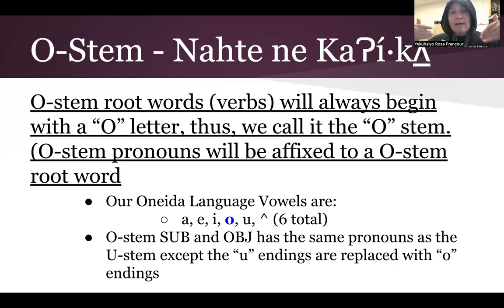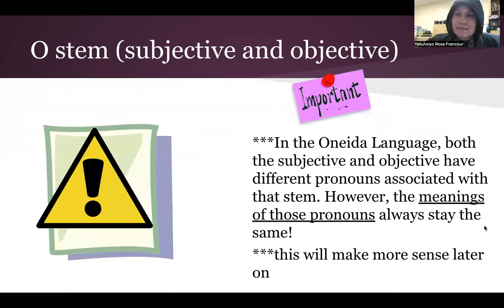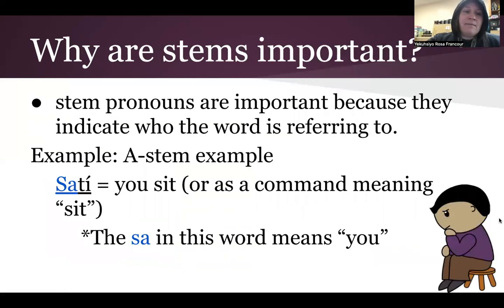They're unique in their own, and they are their own stem, but they share the same patterns minus the O and the U. Okay, so just keep that in mind. It makes this easier to acquire. So in the Oneida language, both the subjective and objective have different pronouns associated with that stem. However, the meanings of those pronouns always stay the same. Okay, so just keep that in mind.